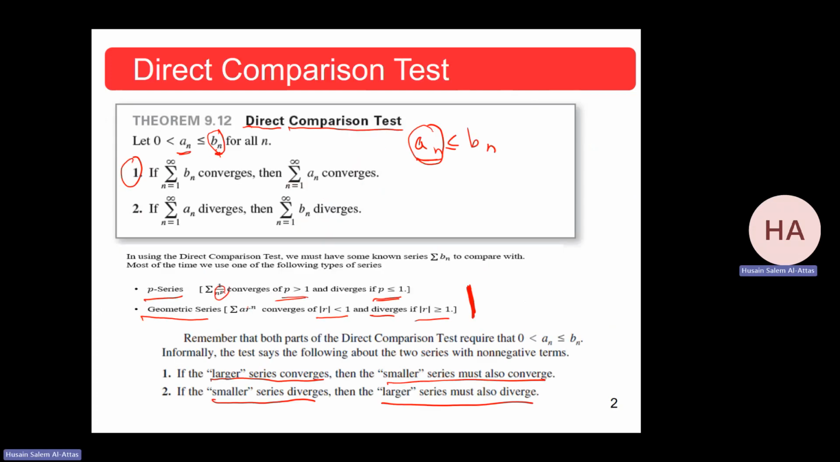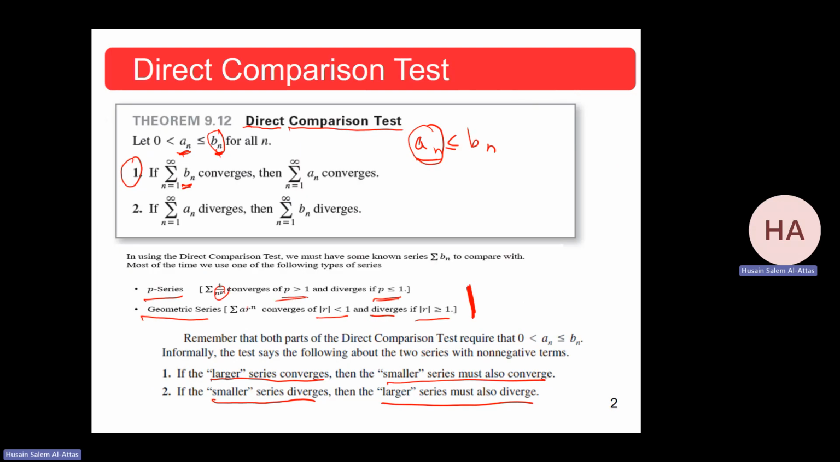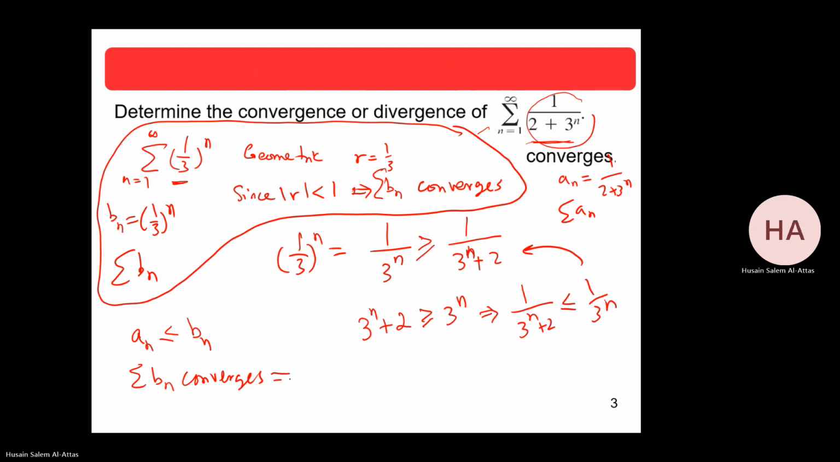So I have everything ready now. I have a_n less than or equal to b_n, and I know the summation of b_n converges. So the theorem implies the summation of a_n will converge. The summation of a_n, which is this series, converges.